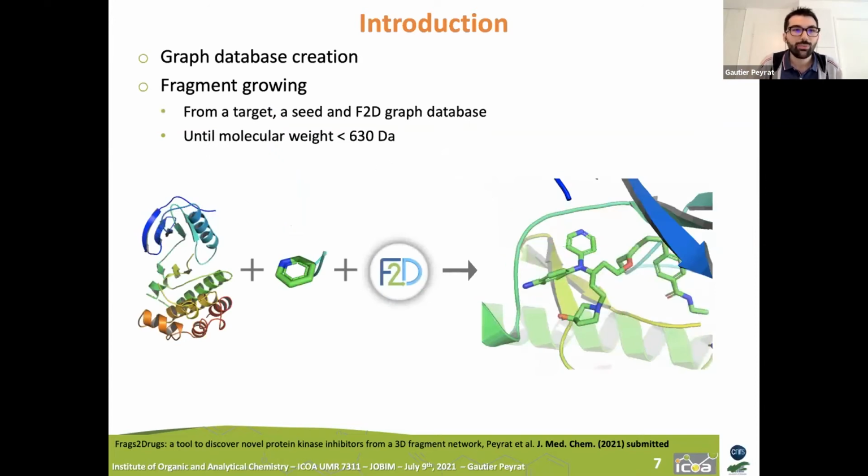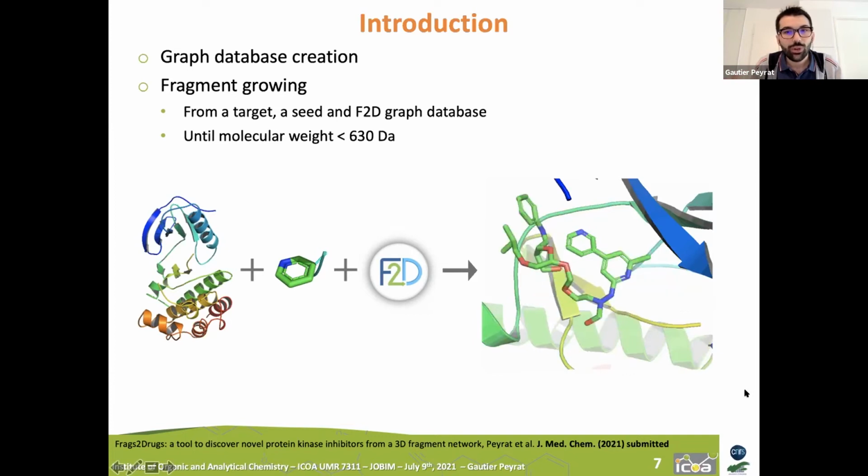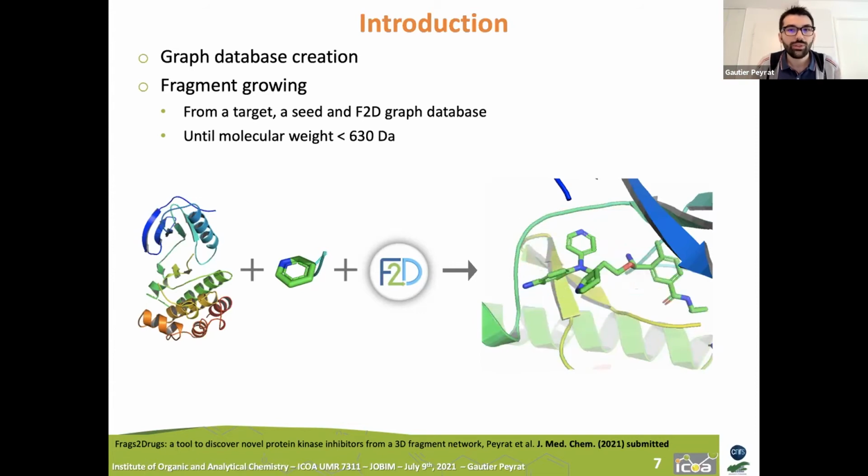So the fragment growing is performed by following all inclusion relationships in the graph. We start from one target and from one seed, which is the initial fragment. By following the information of the graph database, we can grow to obtain several molecules until a certain molecular weight. As you can see in the result that I show you on the right, all the molecules that are usually found by Frags2drugs are linear. In this presentation, I want to improve this software to be able to discover macrocyclic inhibitors.